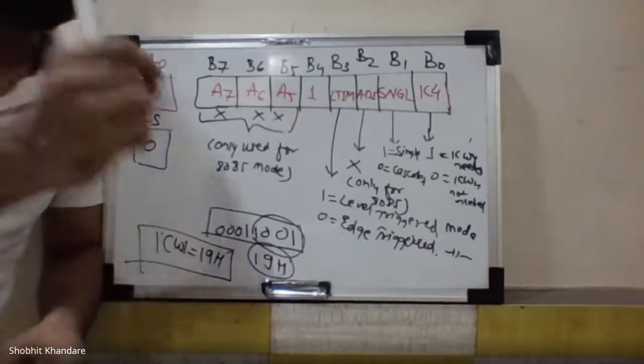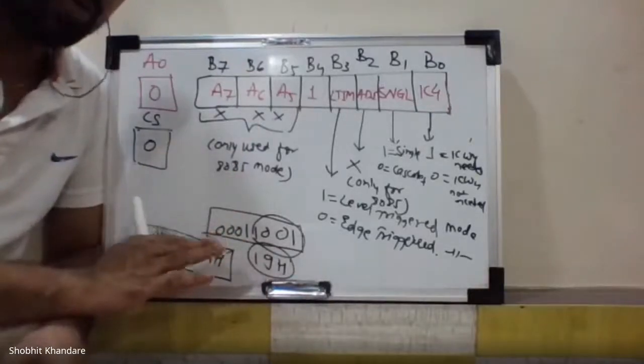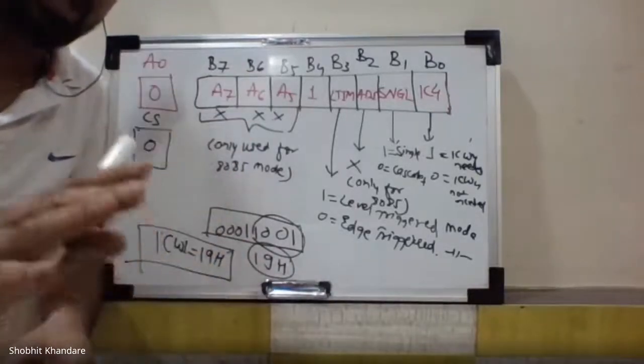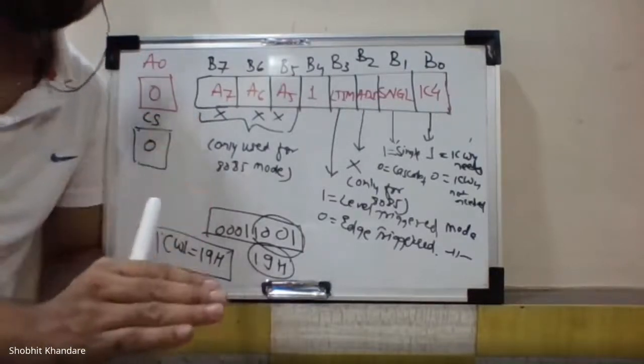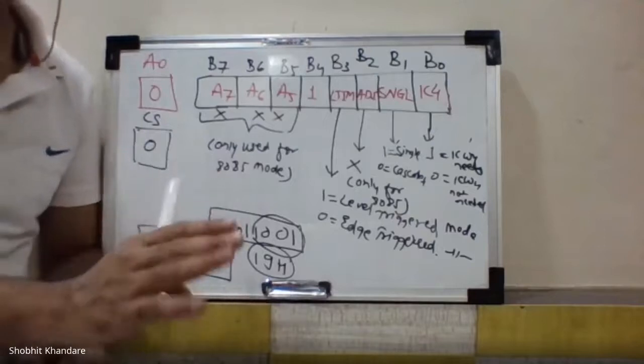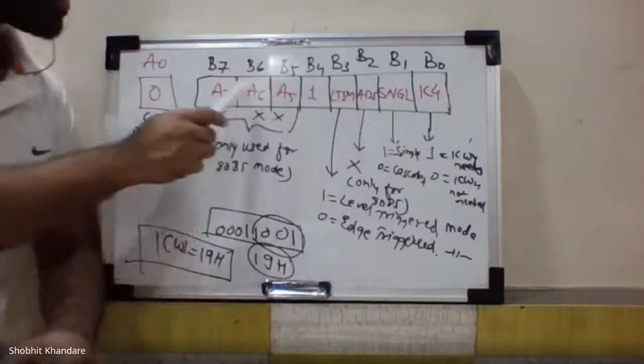That means your 8259 can be interfaced with your 8085 microprocessor, or it can be interfaced with 8086. In our syllabus we have the 8086 processor, so that's why we are not talking about 8085. That's why this bit is not used, and even these 3 bits are not used.